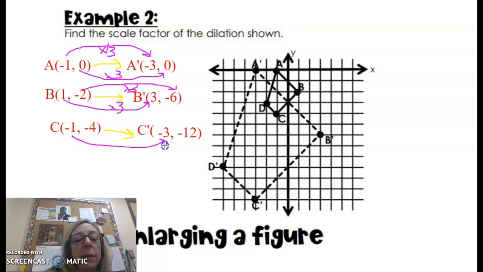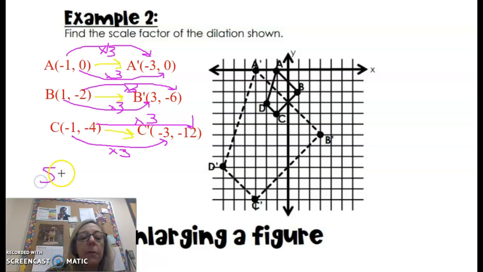Let's try one more. -1 to -3 for C to C prime. If I multiply by 3, guess what? It works. -1 times 3 is -3. Let's look at our y coordinate. -4 times 3 gives me -12, so that one works as well. So this is what you're going to do down here.